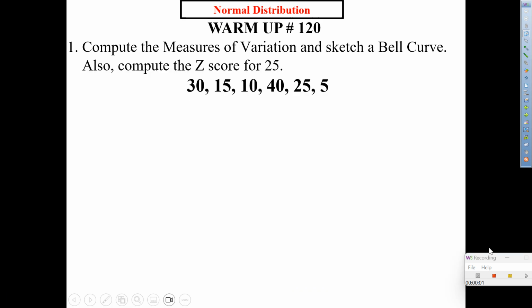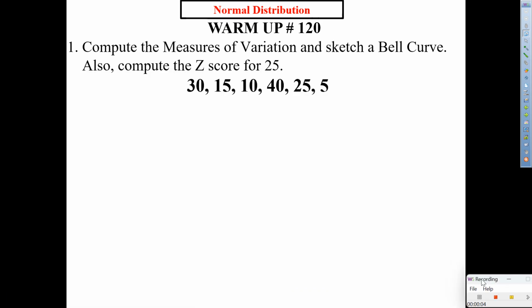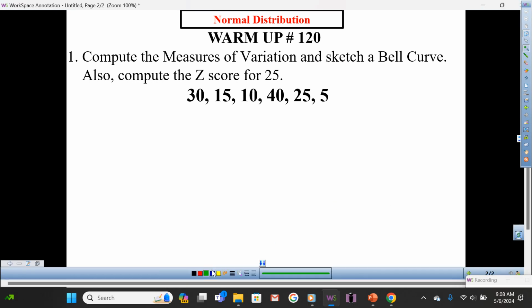All right, so warm-up 120. Compute the measures of variation, sketch the bell curve, and compute the z-score of 25. So share with your neighbor what you got for that, and then I'm going to have Jaden get us started to see what we got.